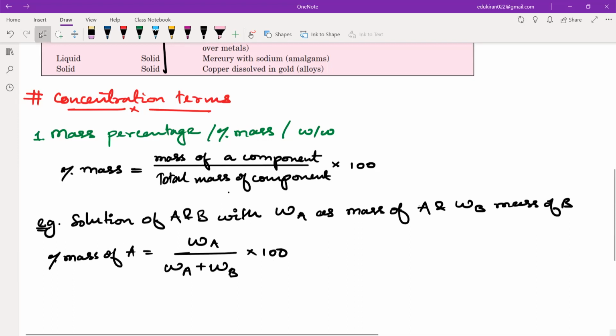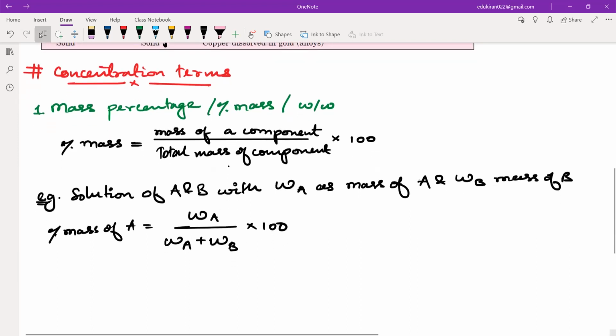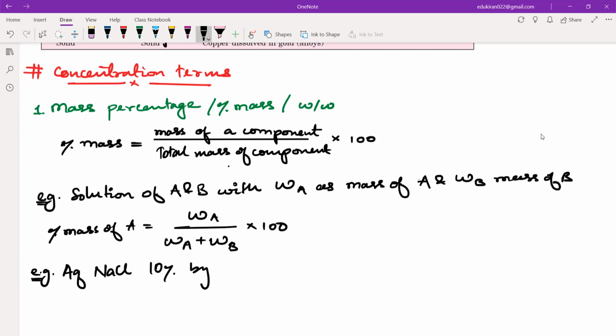Now, this is one thing about definition and how to calculate, which generally is not very much used. What is used is that you will be given something like this. Please listen, don't write now anything. Please keep your pen aside and listen here. You will be given 10%, or rather I should say aqueous NaCl, 10% by mass. Okay, 10% by mass.